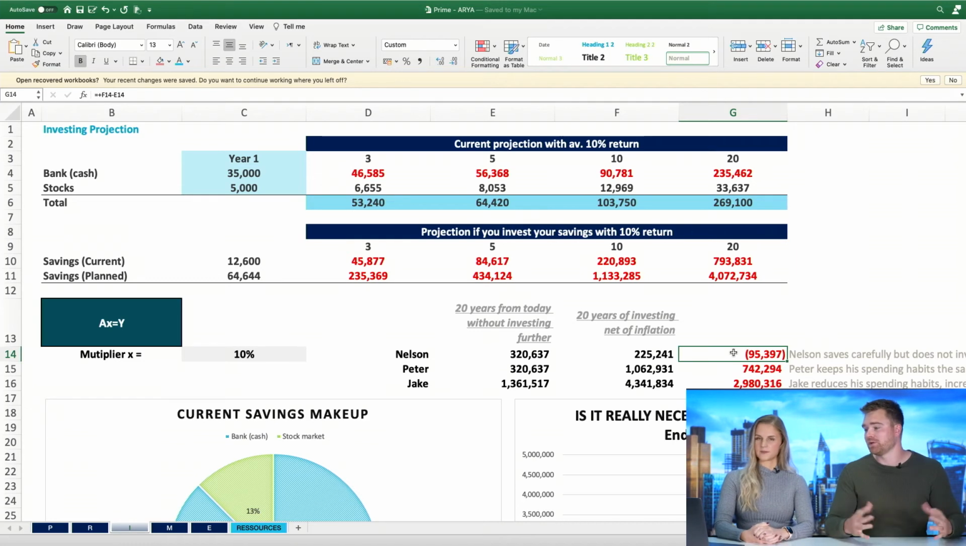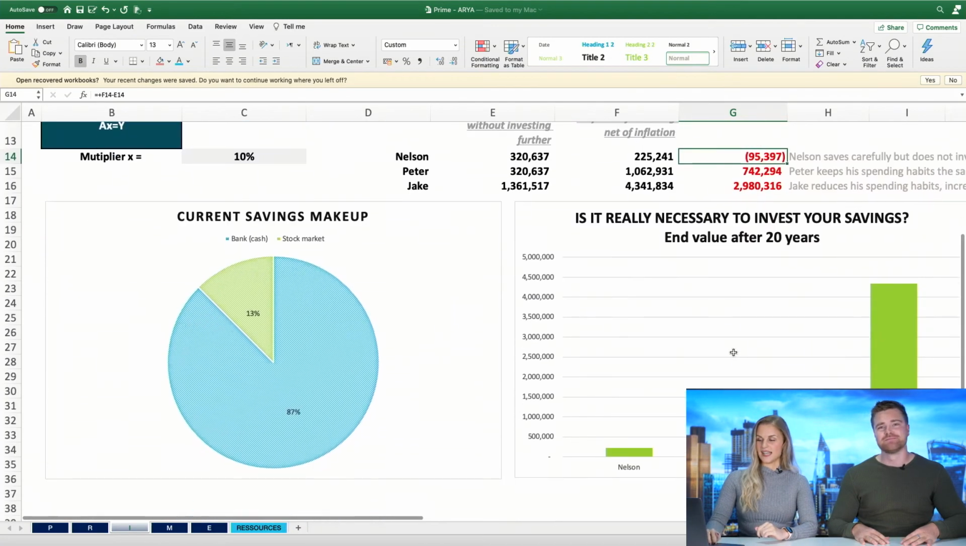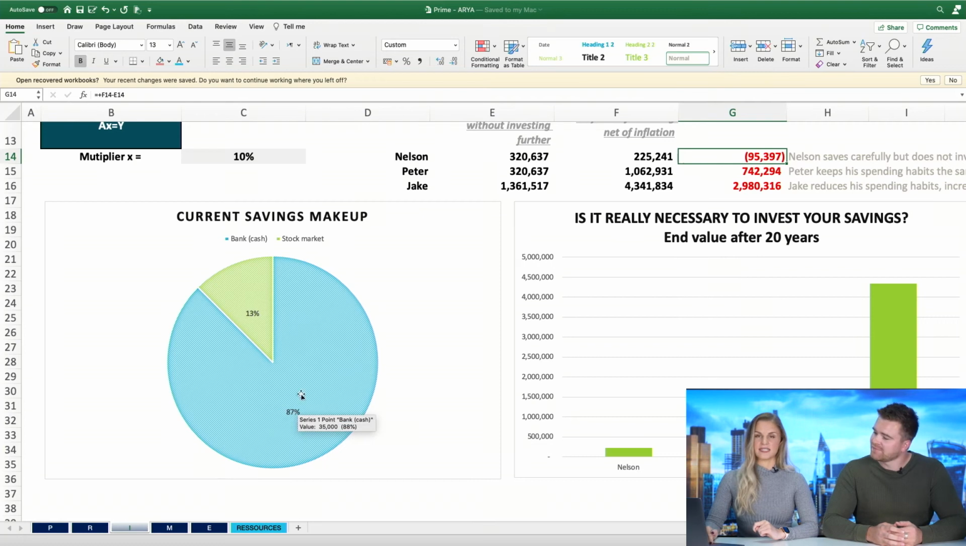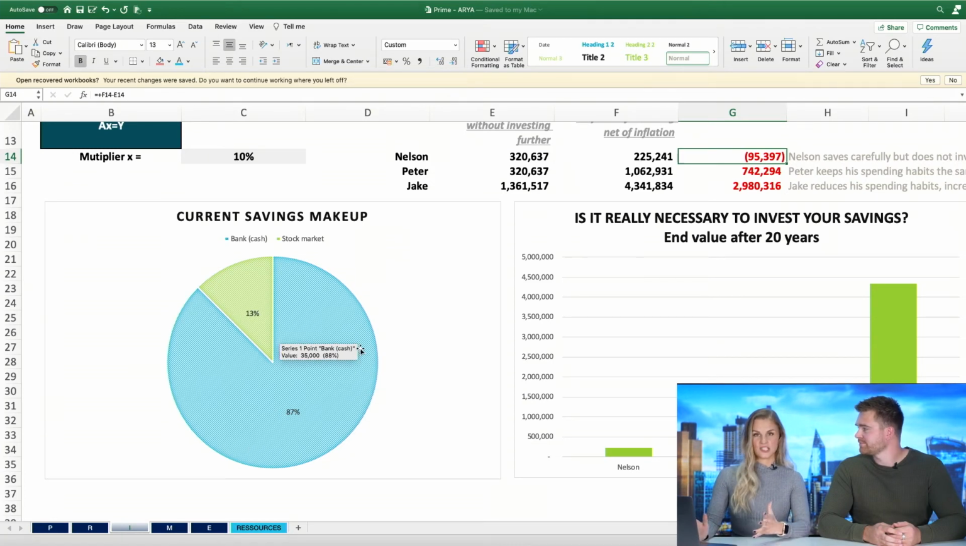Yeah, so we hope that you do, and hopefully the graphs that we see below will reflect your life. This is just a very quick visual representation of what we've gone through. You have your stock market at 13%, and you've got your bank cash, which is 87%. We've got too much in cash at the moment. It's not at work. So you can very quickly see that something needs to change here.